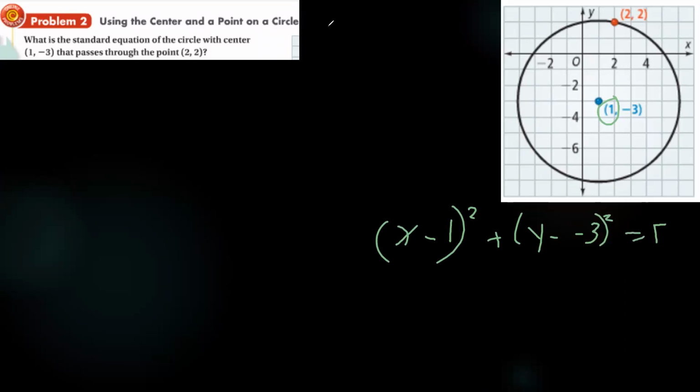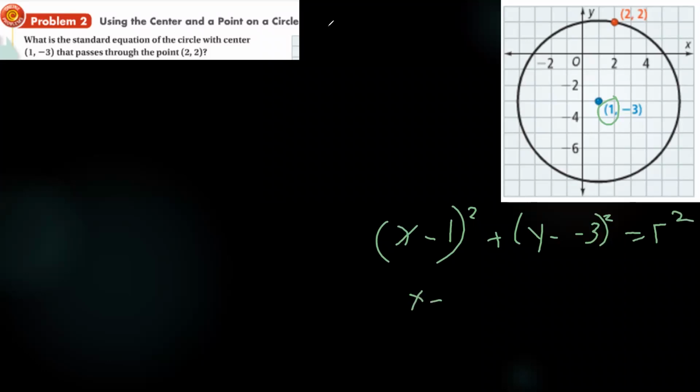Now here, using the center and a point on a circle. In this case, what is the standard equation of the circle with a center 1, -3 that passes through the point 2, 2? So here, what do you need? You need to write the standard equation of the circle. The standard equation of the circle was x minus 1 squared plus y minus -3 squared is equal to r squared.